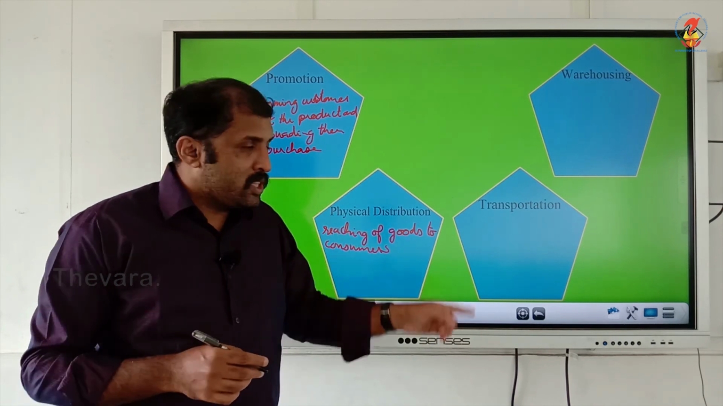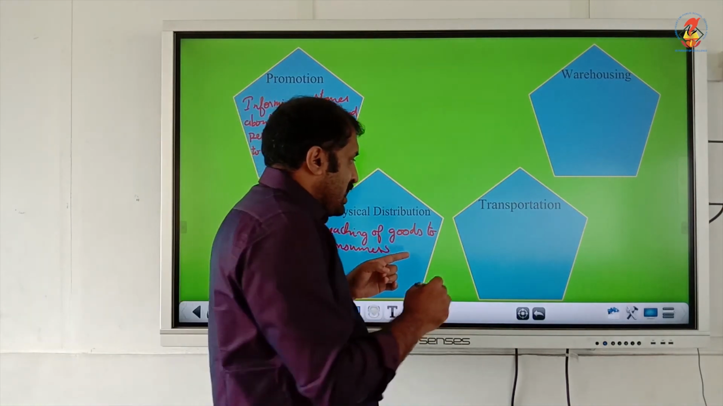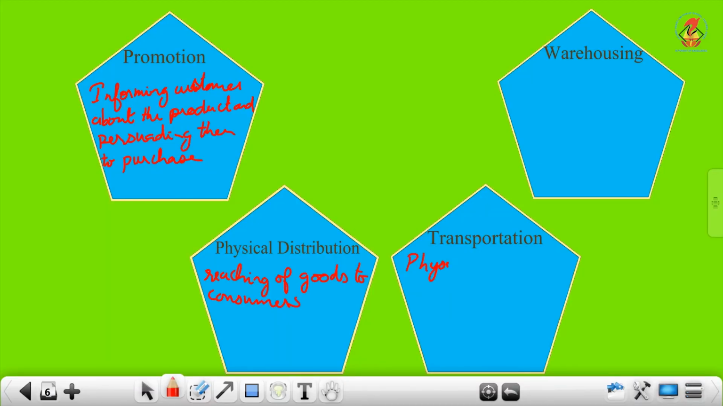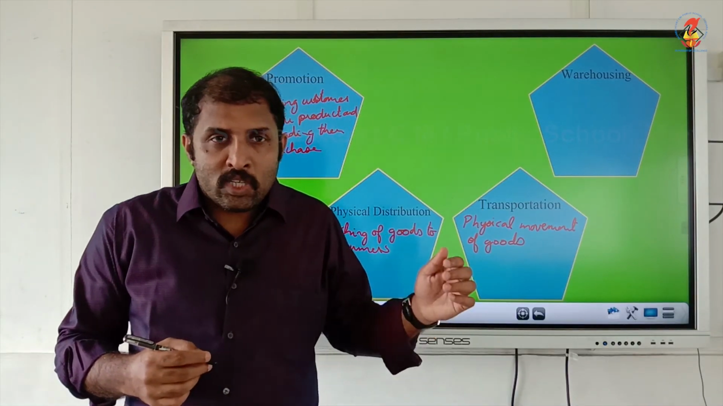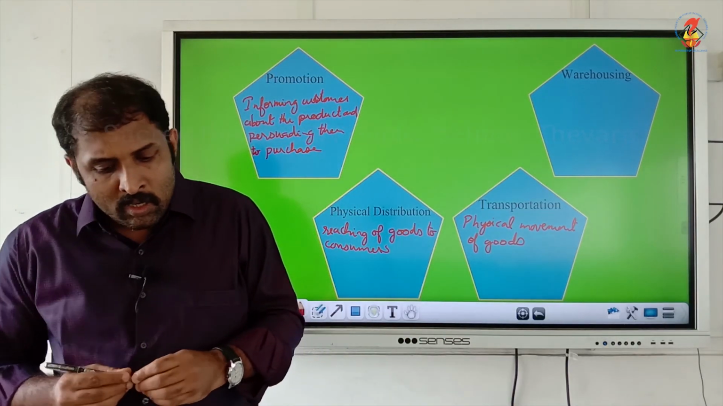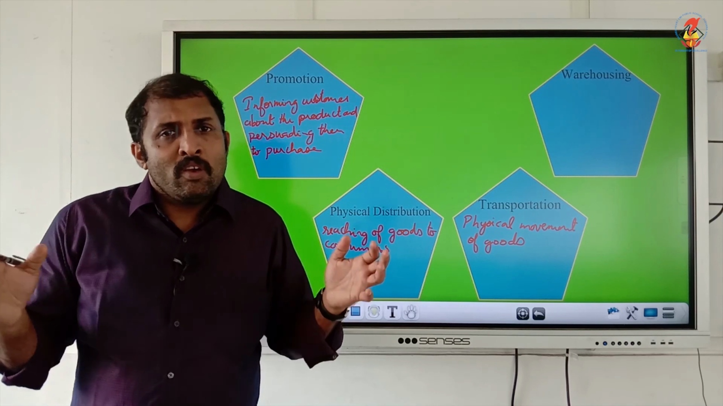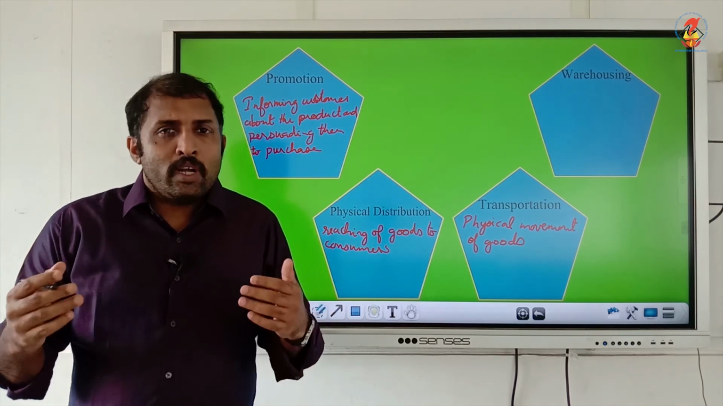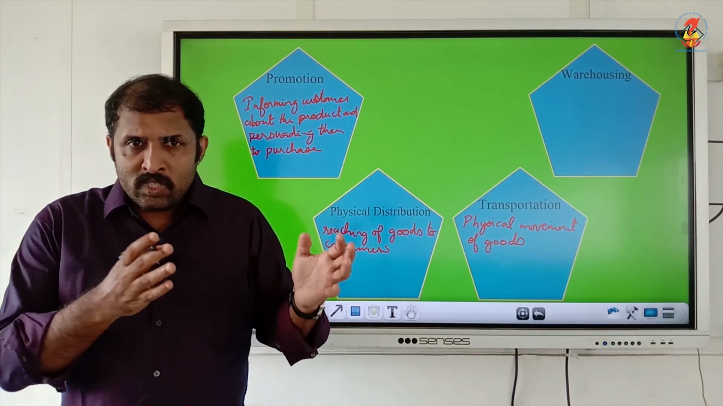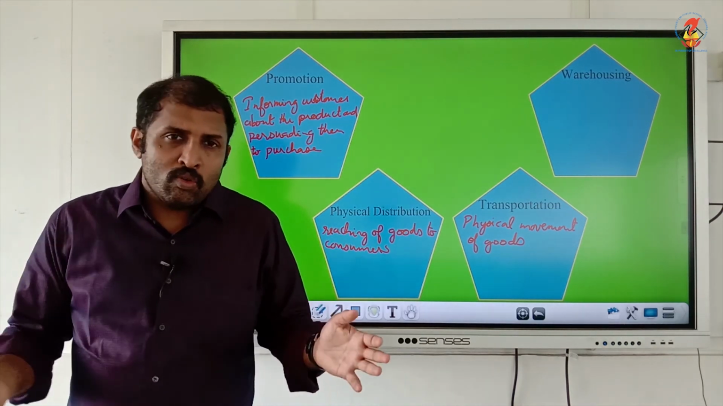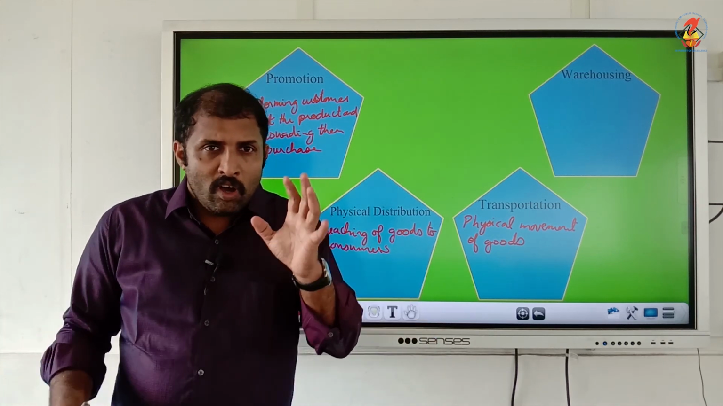And third one is connected with this one. It is transportation. Transportation talks about the physical movement of goods from one place to another, and it is a very important function because we cannot expect the consumers to be at a very close place. So, we may have to adopt different methods to physically move the goods from producer to consumer. So, transportation is yet another function of marketing.